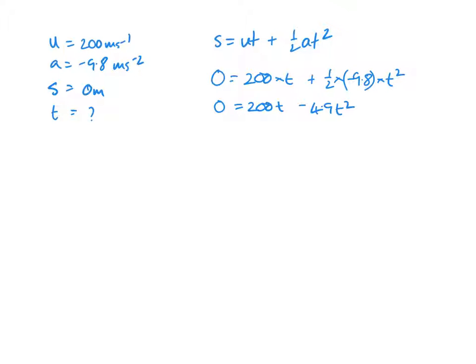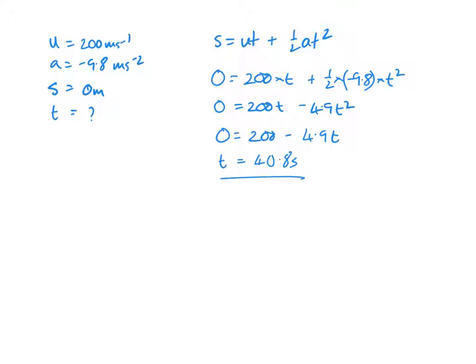So the second solution to this is that 0 equals 200 minus 4.9t. I've divided both sides by t, assuming t is non-zero. And then rearranging that, we get t is 40.8 seconds. That was the first part of the question.